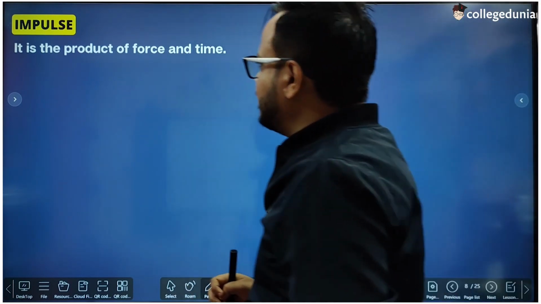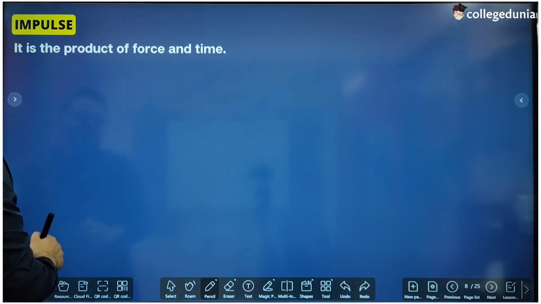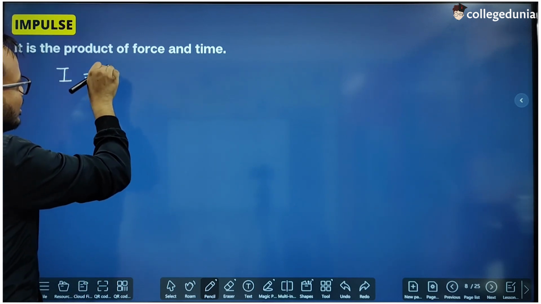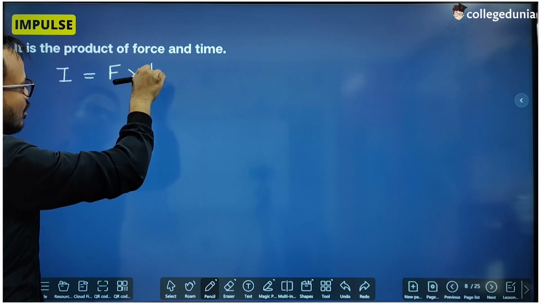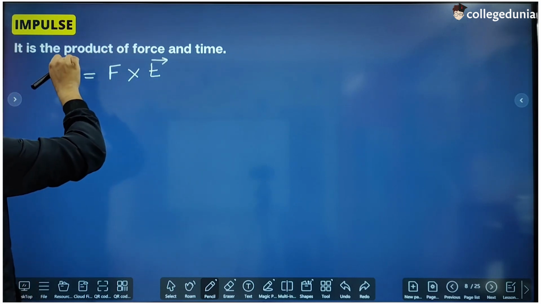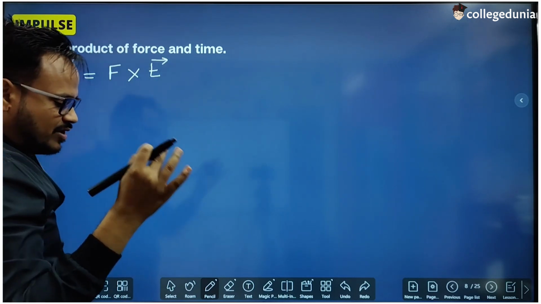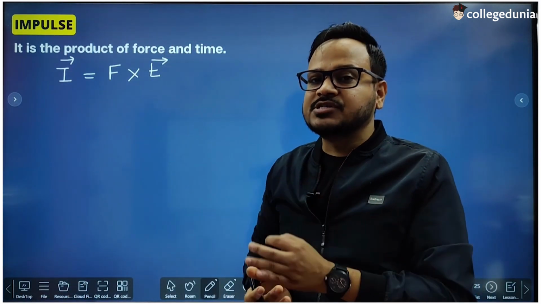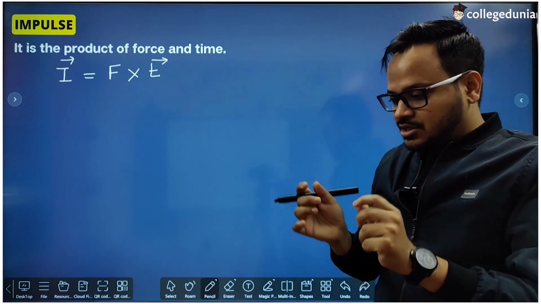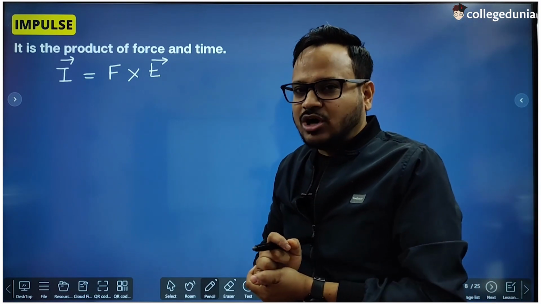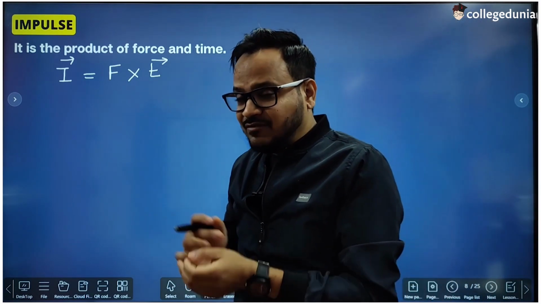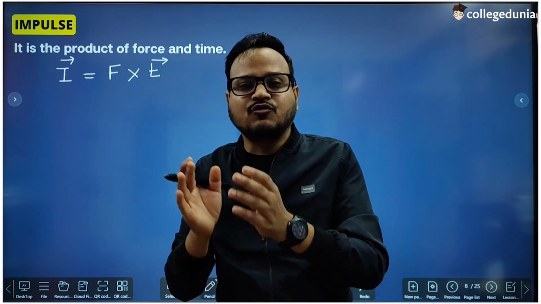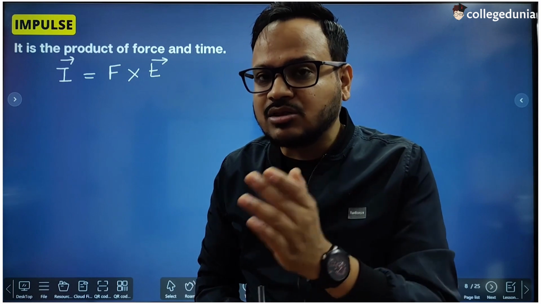Impulse. Okay, the next thing is impulse. It is the product of force and time. What is impulse? Impulse is a vector quantity which is the product of force and time. There is a very important term in impulse which is called impulsive force. Impulsive force is a force which comes in contact for a very small time with the body. For example, when two bodies come in contact for a very small time, then the force applied by one body on the other, that is called impulsive force.